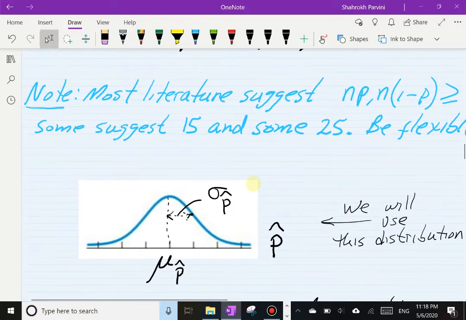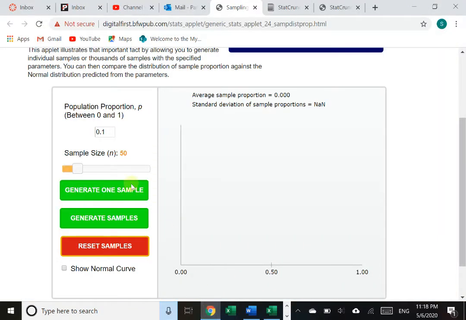Now before we actually look at the confidence interval, I'm going to go to the site that actually does a simulation. So what we want to do is kind of like, again, what we did with StatCrunch. We want to generate the sampling distribution of p hat. Here's the population we're sampling from, 0.1, and sample size is 50, not large.